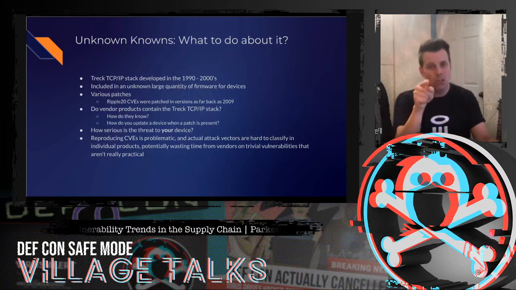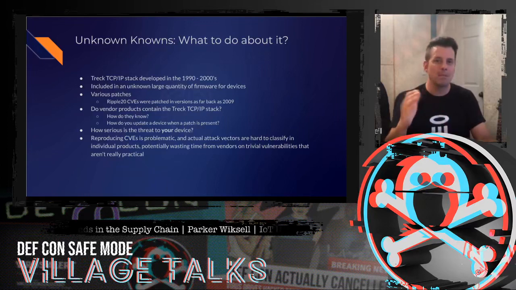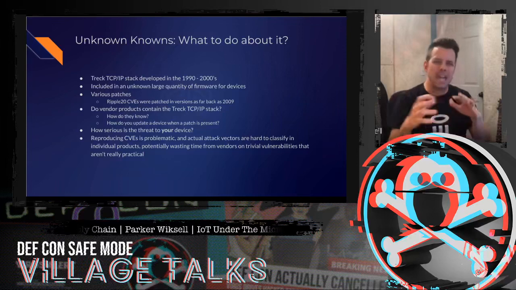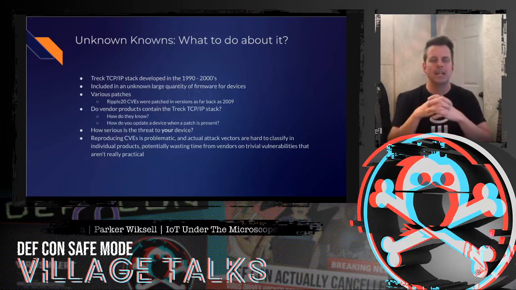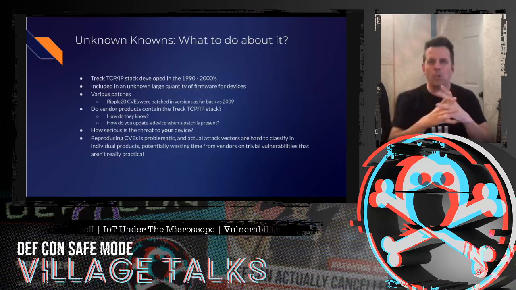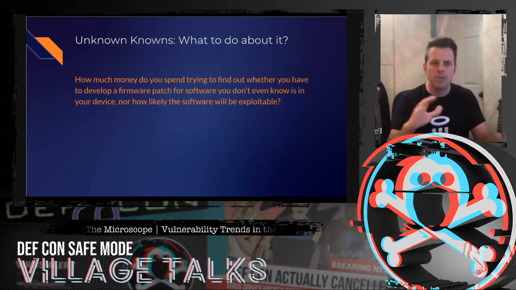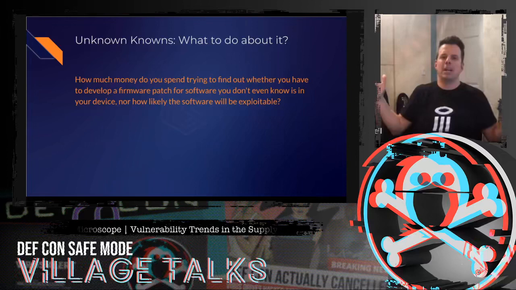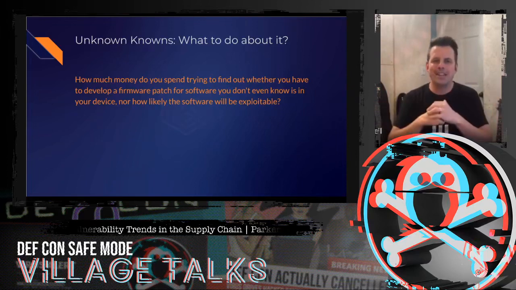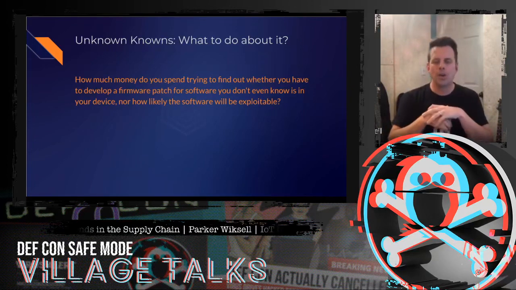How serious is the threat to your device, right? Maybe it's not that problematic. Maybe it was just included but never used. So reproducing CVEs is problematic. The actual attack vectors are really hard to classify in these individual products. You potentially waste time from vendors on trivial vulnerabilities that really aren't practical. So really the bottom line for vendors is, how much money do you spend trying to find out whether you have to develop a firmware patch for software that you don't even know is in your device? Or how likely is it that the software is even going to be exploitable, right? So it's a hard, hard question.